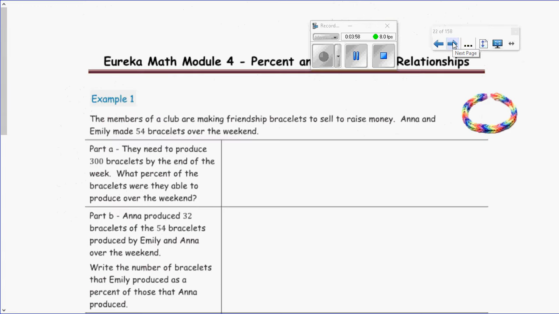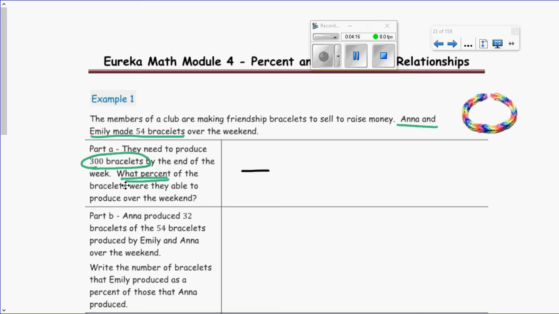Okay, let's turn to page 17. The members of a club are making friendship bracelets to sell to raise money. Anna and Emily made 54 bracelets. Okay, anytime I see the numbers, I want to make sure I'm paying attention over the weekend. All right, for part A, they need to produce 300 bracelets by the end of the week. What percent, that should be your clue actually.